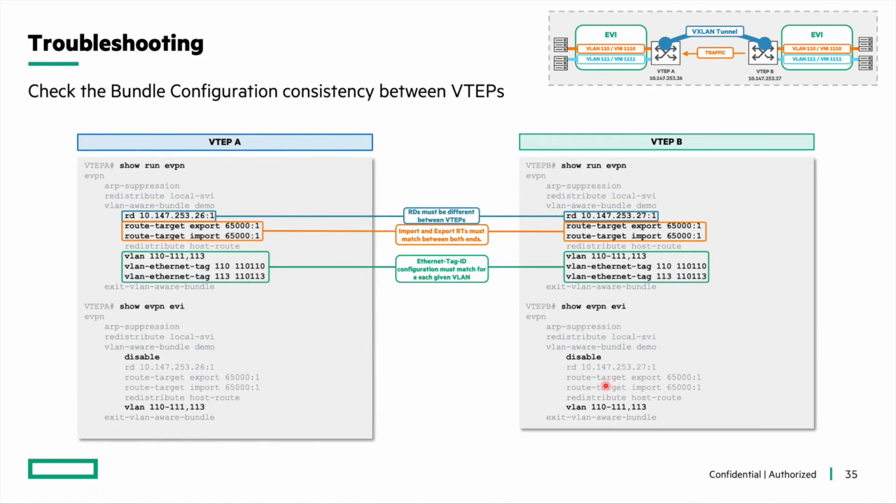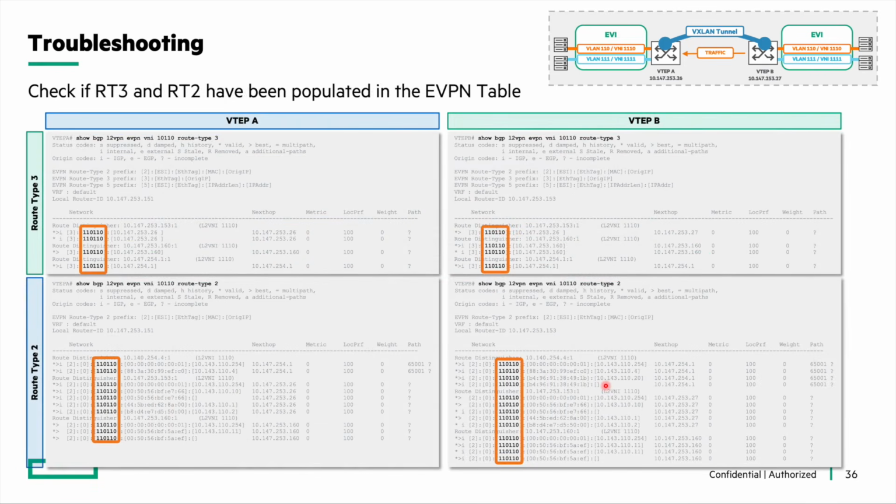The next step is obviously to check the bundle configuration consistency between two VTAPs, and especially the following points. The route distinguishers must be different between two VTAPs. The route target import and export must be consistent between the two VTAPs. And finally, the Ethernet tag ID must be consistent as well. And finally, check also if the route type 2 and 3 are learned on both sides with the Ethernet tag ID associated to them. This can be done using the show BGP L2VPN EVPN command.